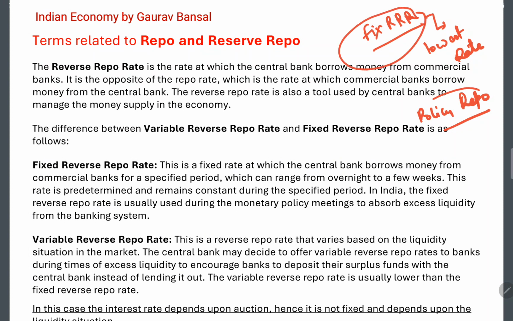Fixed reverse repo and policy repo. Basically these are the fixed rates. Fixed rates are for the standard procedure. Standard procedure means 1 night, 7 days, 14 days, and in rare circumstances 28 days. So repo is up to 1 month. Repo is given for short term.